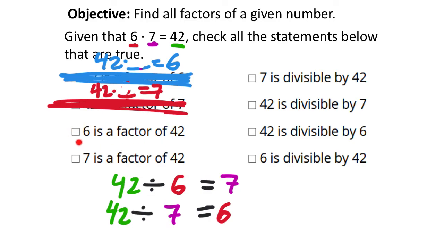Well, what about 6 is a factor of 42? Yes, that's what this statement shows. 6 is one of the two factors of 42. So this one is going to check off. There's our check mark. I've done better, but that seems okay.